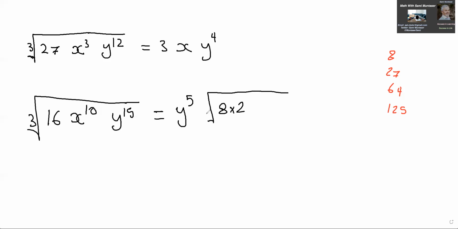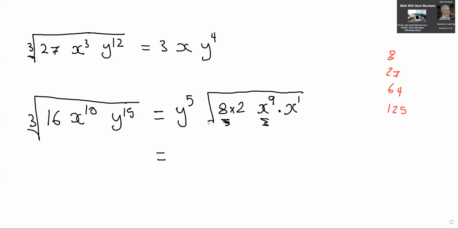Also, x to the 10, I want to see the largest perfect cube that goes into x to the 10, and that's x to the 9 times x, because when you add x to the 9 times x to the 1, that adds up to 10. And that's the largest perfect cube that comes out from x to the 10. So now these here are perfect cubes.